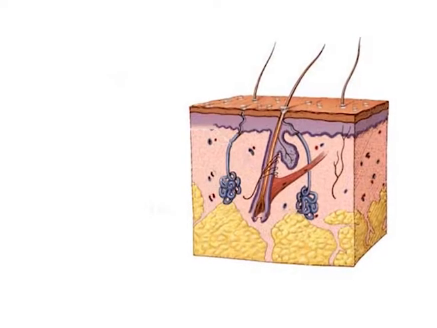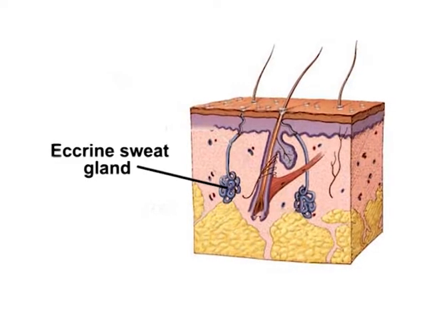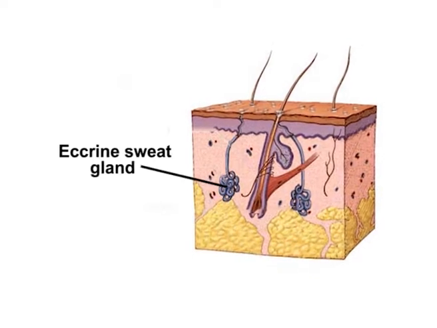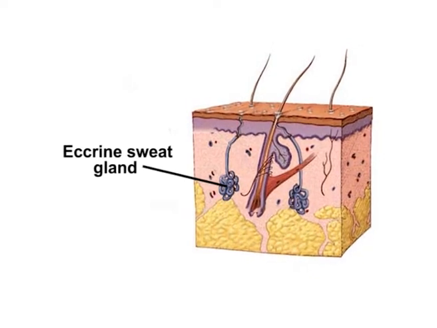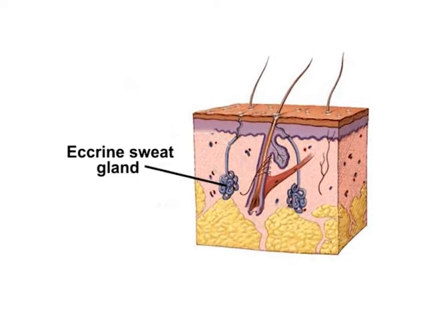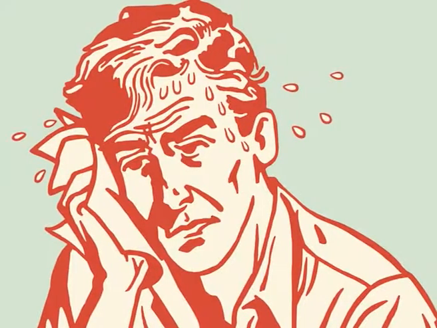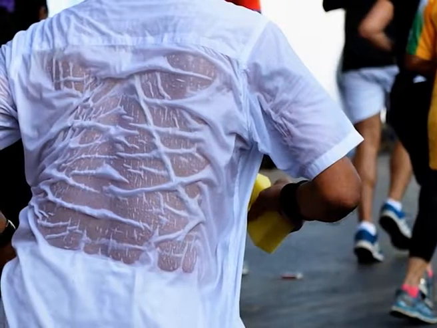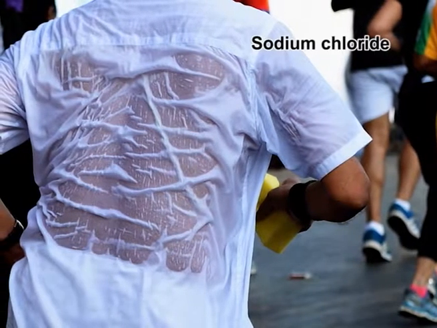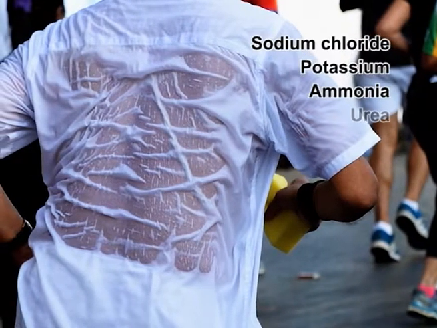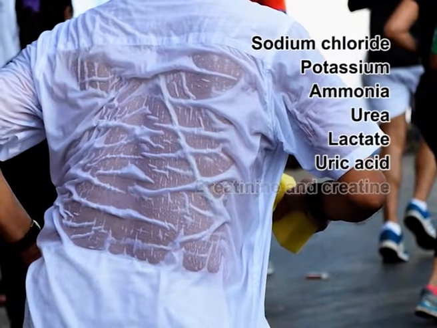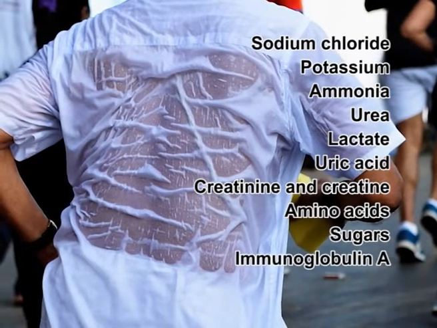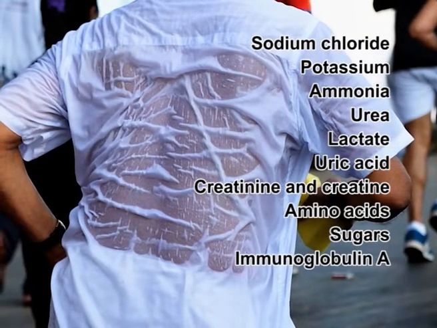Eccrine sweat glands are classified as simple tubular glands whose ducts open at the skin surface. The coiled secretory portion of the gland is embedded in the dermis or hypodermis, and the duct extends through the epidermis. The fluid secreted by the eccrine sweat gland is predominantly water. The remaining constituents of sweat include sodium chloride, potassium, ammonia, urea, lactate, uric acid, creatinine and creatine, amino acids, sugars, immunoglobulin A and at times small quantity of albumin.